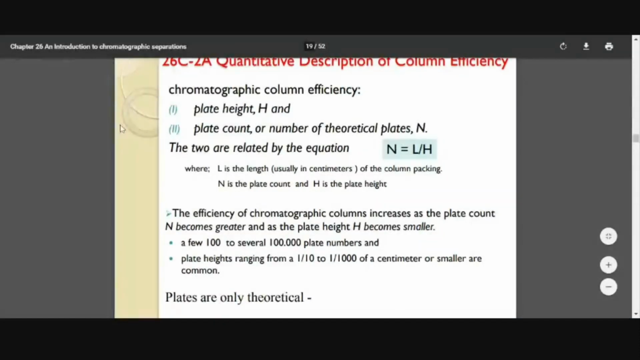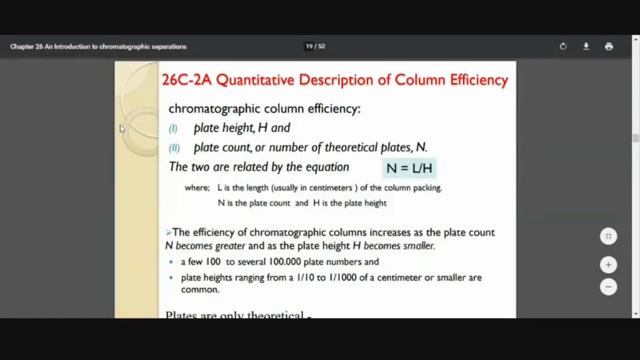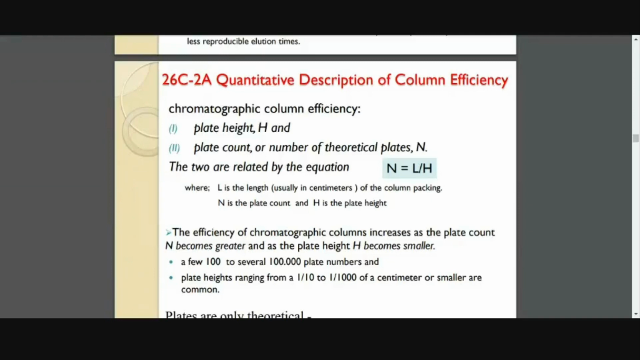We will quickly revise the last point that we studied. The last point was plate height and number of plates. Both these concepts were part of a theory called plate theory. Plate theory is designed to describe the efficiency of a column quantitatively, that means in terms of numbers. So obviously we are going to encounter some equations.